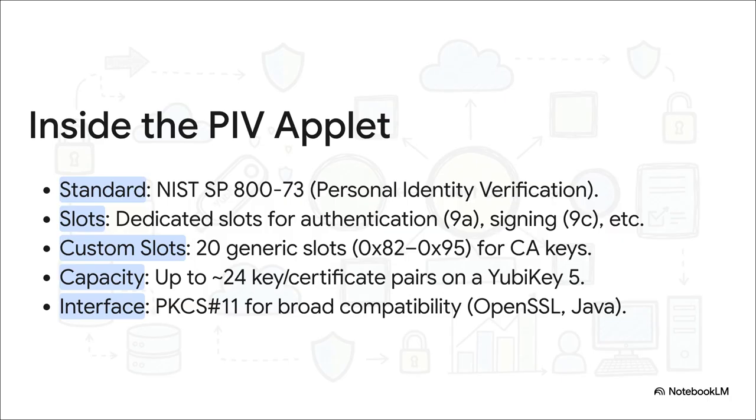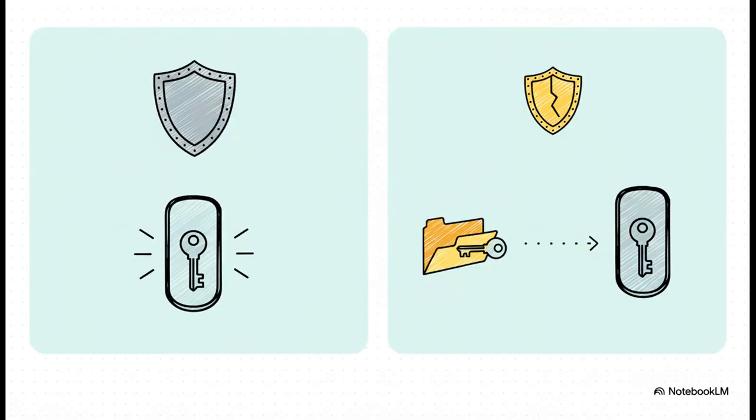You get these things called slots, which are like secure pockets for keys. Some are for specific purposes, like slot 9A for authentication. But what's really cool for us are the 20 generic slots, from hex 82 to 95, which are just perfect for storing our custom CA keys. On a YubiKey 5, you get a total of about 24 of these slots. And it talks to your computer using a standard interface called PKCS11, which means it plays nice with all sorts of tools like OpenSSL.